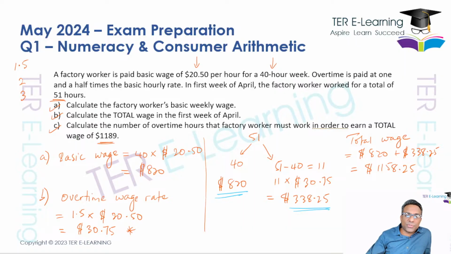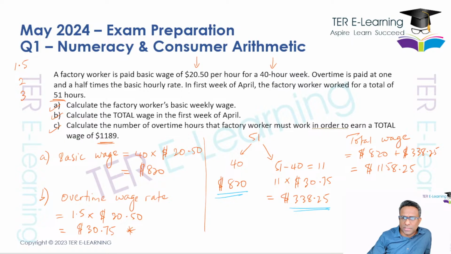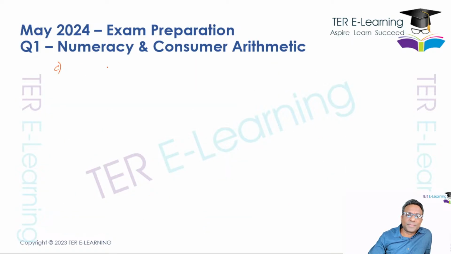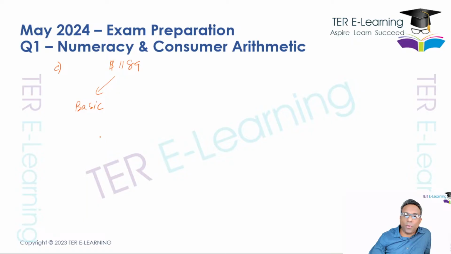So what I normally tell students to do is to draw a simple diagram like this. His total wage is $11.89. But what you need to remember is that $11.89 is made up of a basic component, and we know what the basic wage is. If he works 40 hours, his basic wage is $820. So this here is going to be $820. Now what we're left with here is overtime.